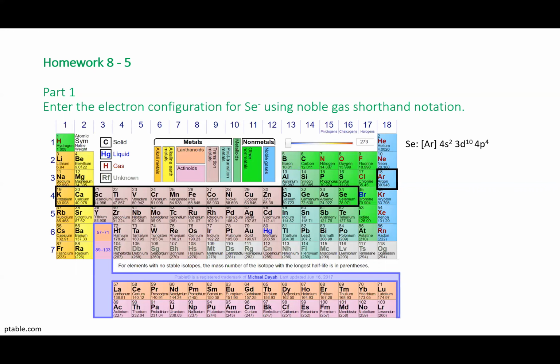So because selenium minus has one extra electron, I have to add that electron to my highest energy orbital, which is my 4p orbital. So I get this for my final answer.